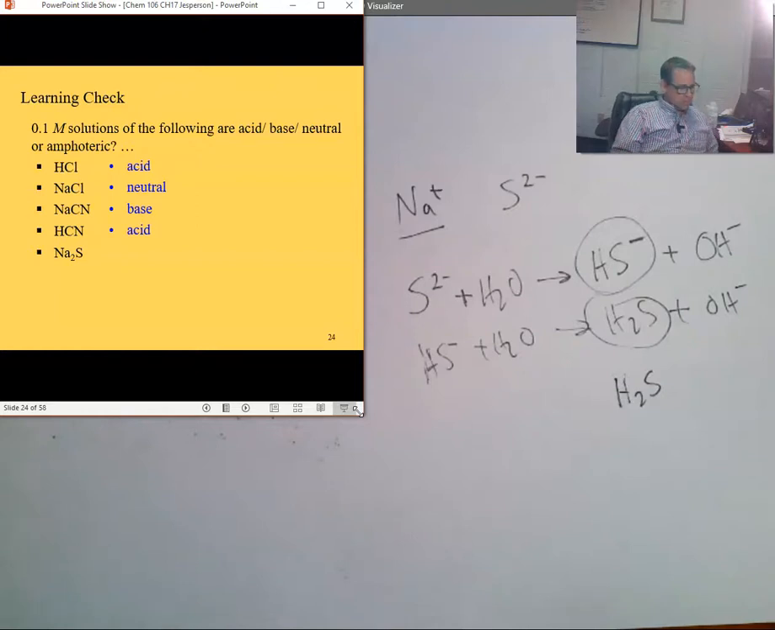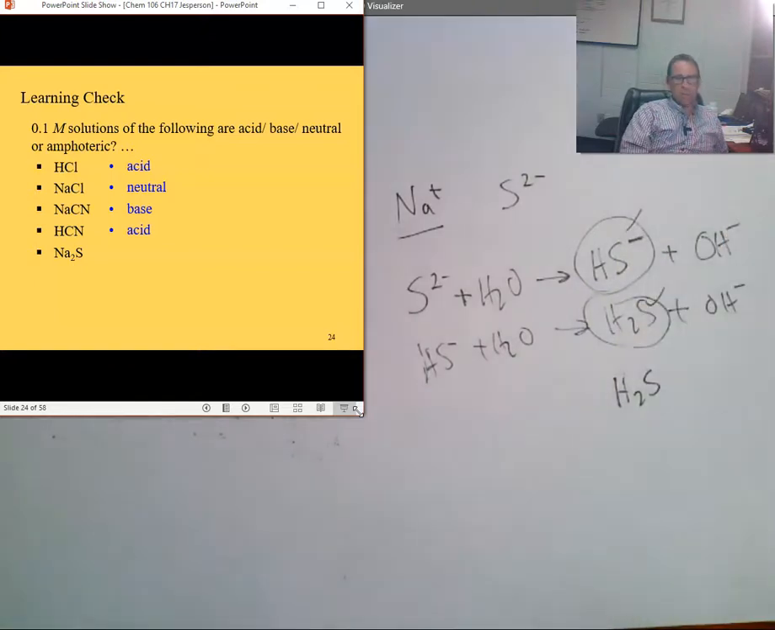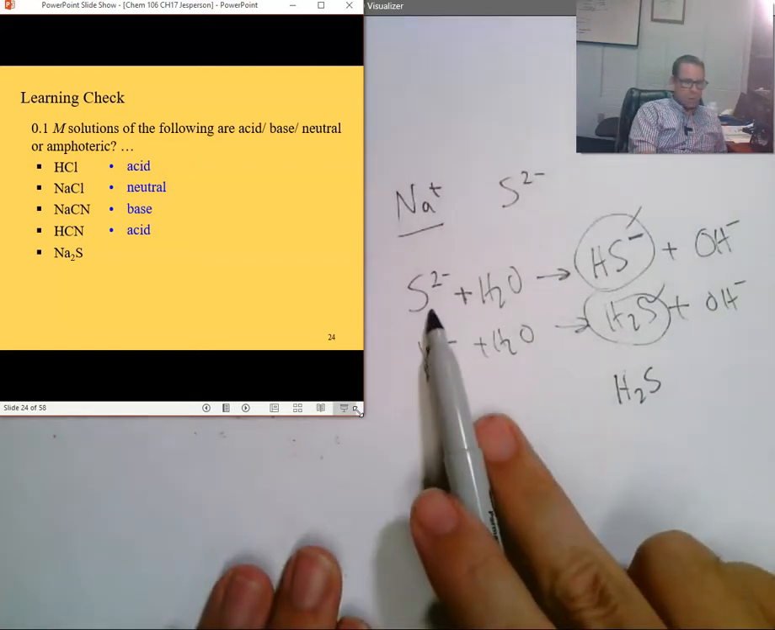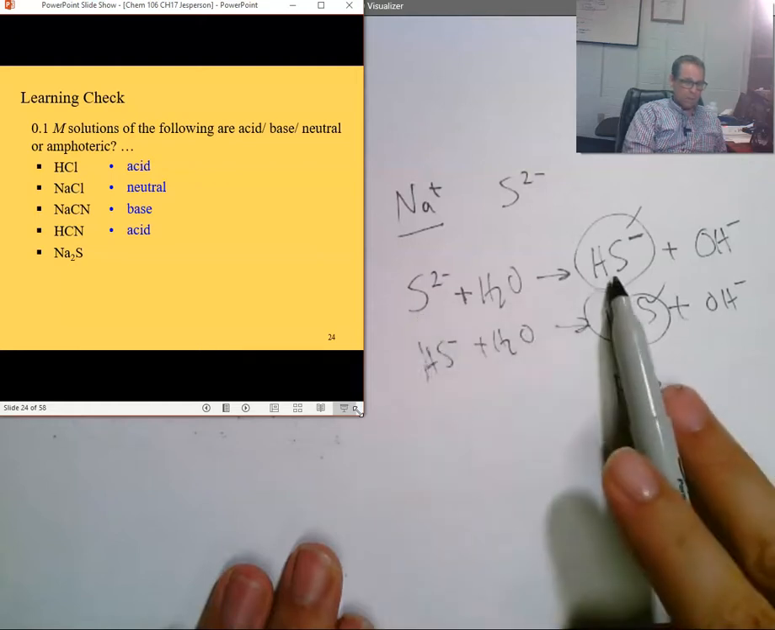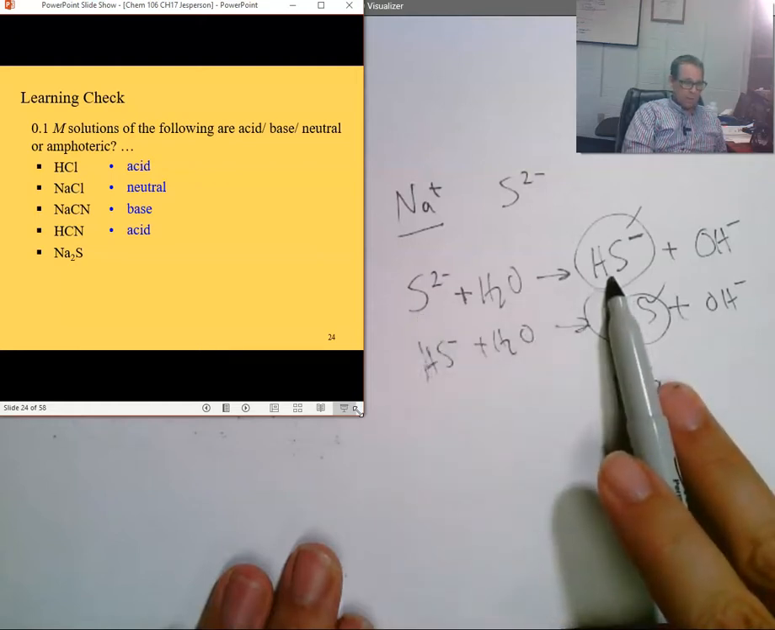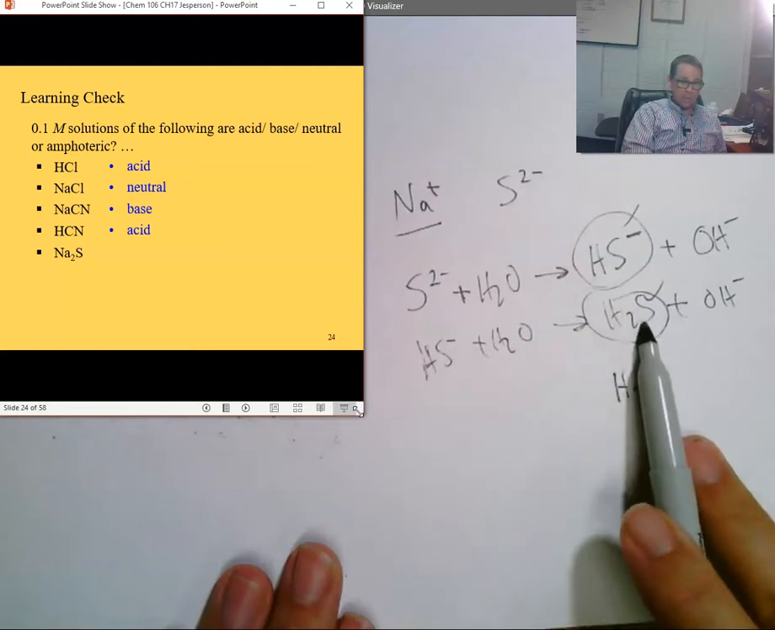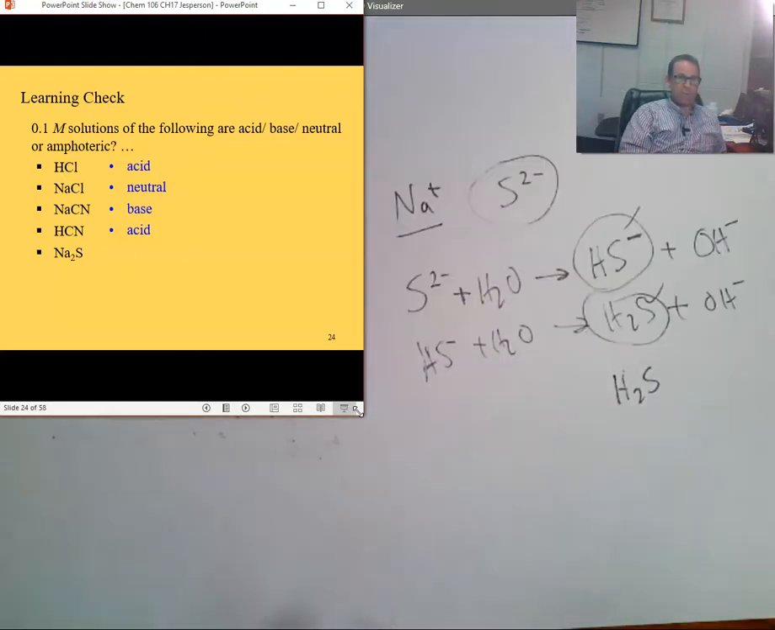It would be weak because it's not on the strong acid list. Good. These both can be weak acids. So when you put the sulfide ion in solution, because it is the conjugate base of a weak acid, and it results in another conjugate base of another weak acid, that means the sulfide ion is going to make the solution what? Acidic or basic, Brielle?